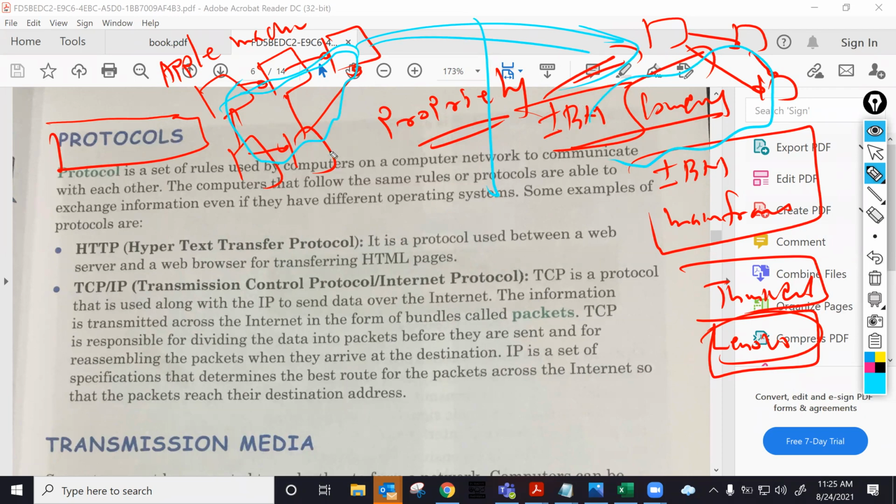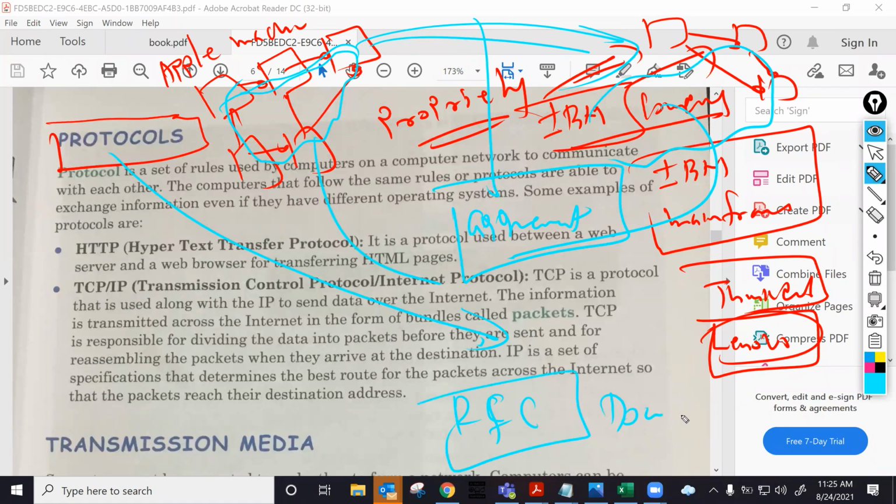They understood that this can't work. We can't go on at this level, so we have to come up with an agreement. What is the agreement? Protocols. Agreement comes using RFC, request for comments. See, it's a document. Everybody, when they produce a protocol or new innovation, they have to list it in this RFC, and everybody should agree to that.